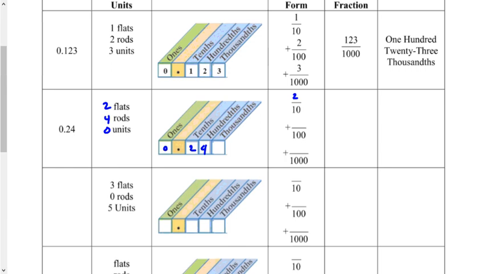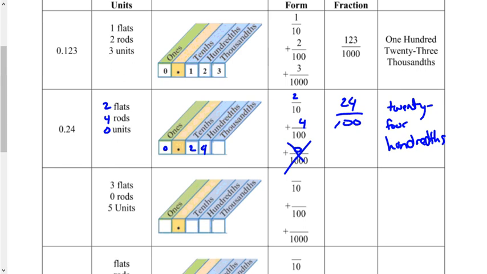So when we look at this, we've got 2/10, 4/100, 0 thousandths. So we won't need that. And then what we're going to do is we're going to add those up. 24 hundredths. Okay? So this is 24 hundredths. There we go. Notice that the most accurate decimal that we have is in the hundredths category, and that's why we have the name hundredths.